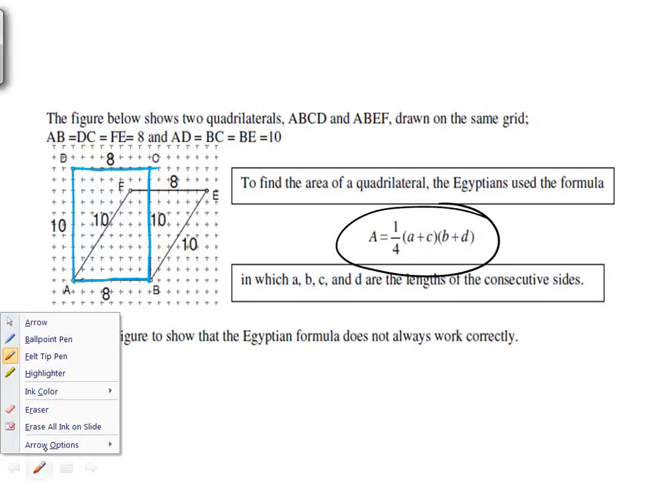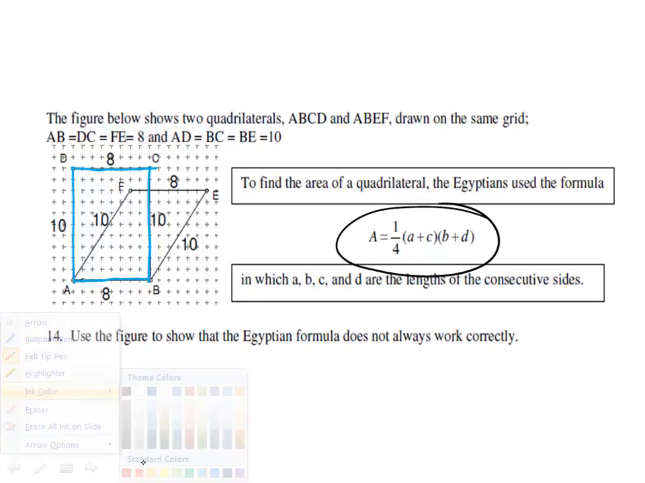And the other one we've got here is this one. Looks like a parallelogram. Also 8, 10, 8, 10. So that's A, B, E, F. All right, so we have these two quadrilaterals.